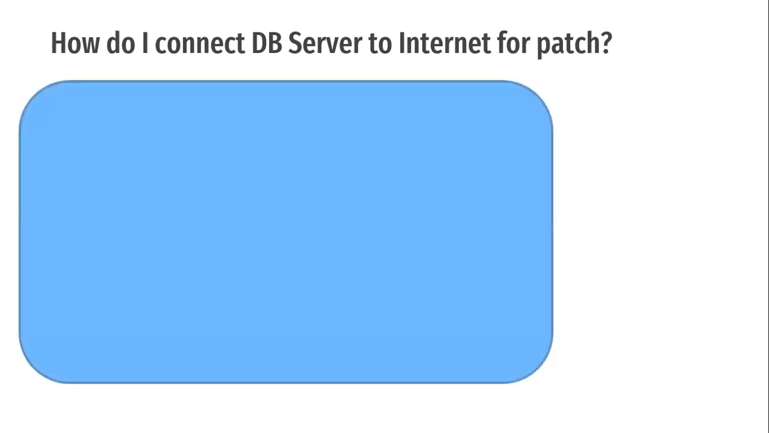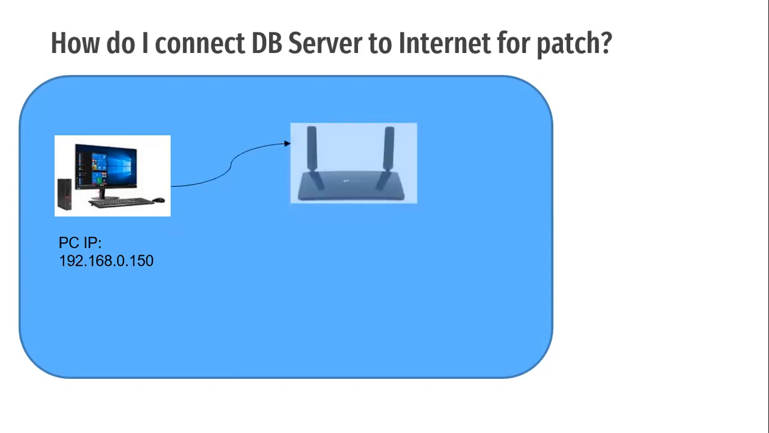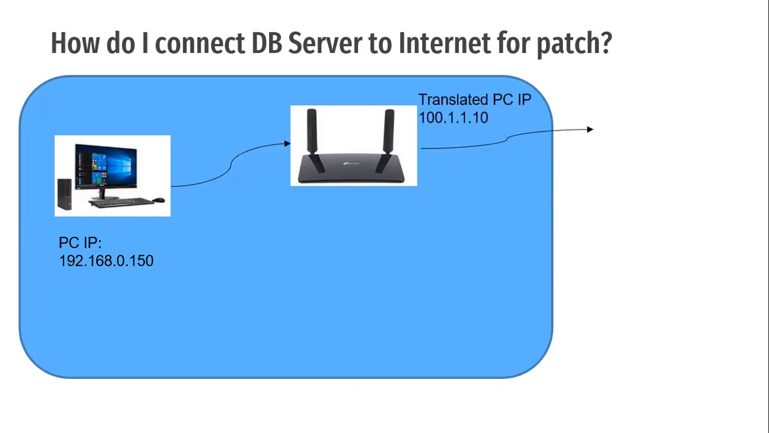Let us think, if I'm sitting at home on my PC where my internal or private IP address is 192.168.0.150, with this IP address I will not be able to communicate with the outside world. So I would need to connect my system to my broadband router, which is connected to my ISP and performs the translation of my PC IP to a public IP, so that I can connect to the internet and access various sites.